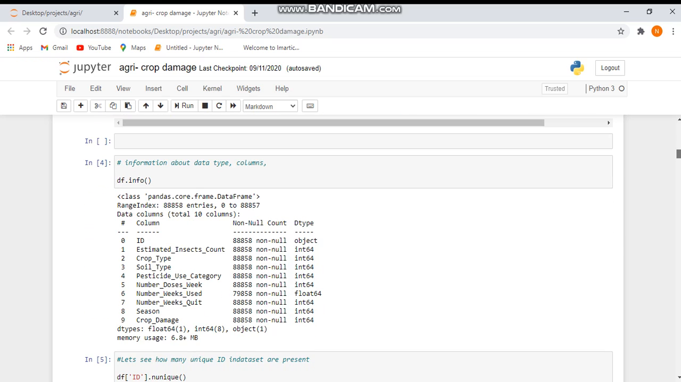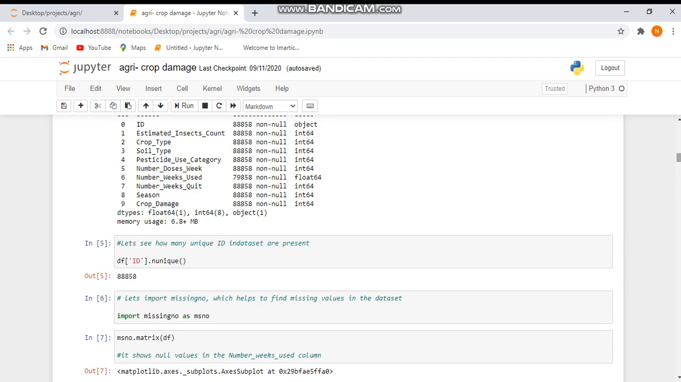and later on I saw the data information. We can see the total data set is 88,558. You can say these are non-null values. Here we can see that number of weeks has null values. Let's see how many null values are here. You can see there are no duplicate values. We have unique values, all about 88,000.